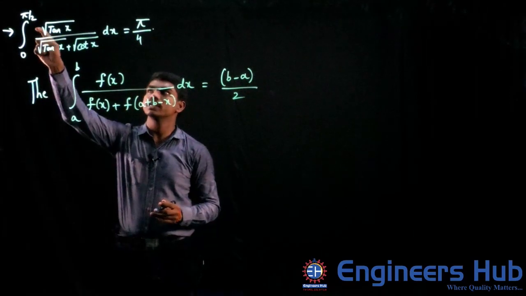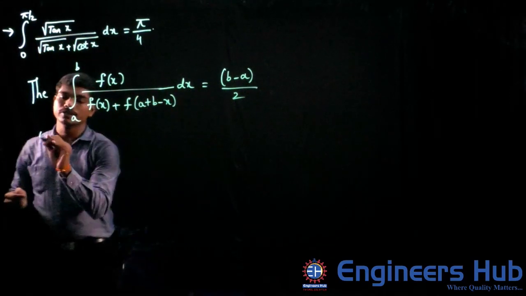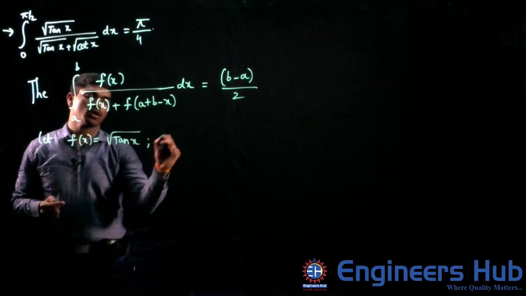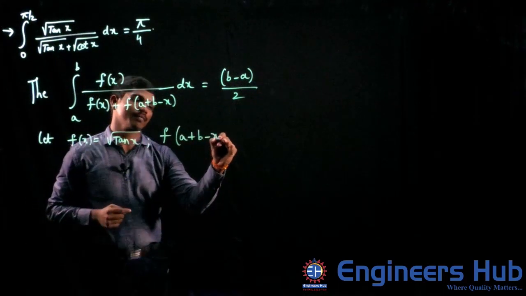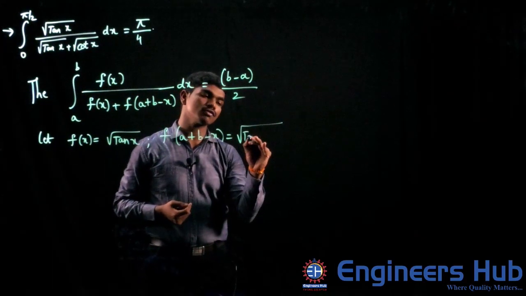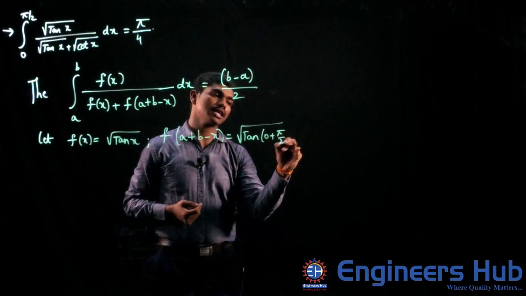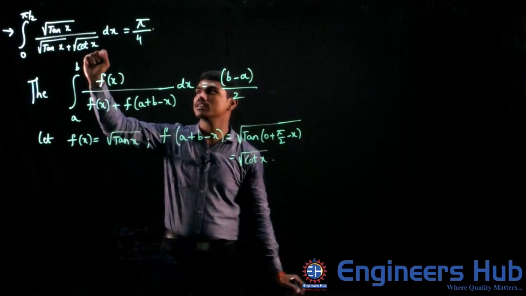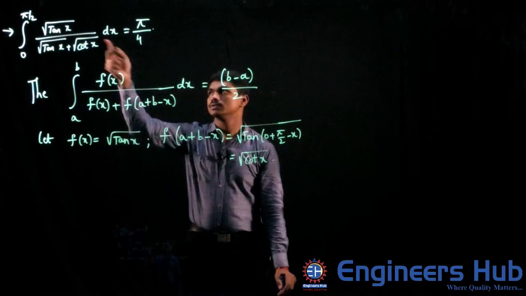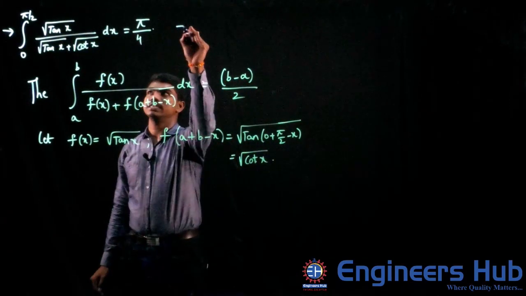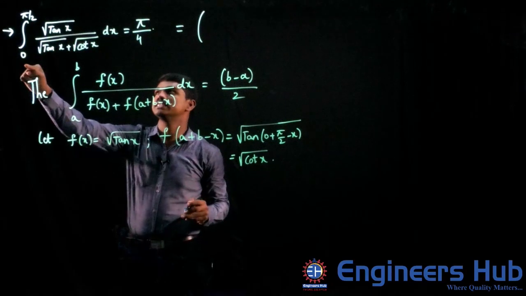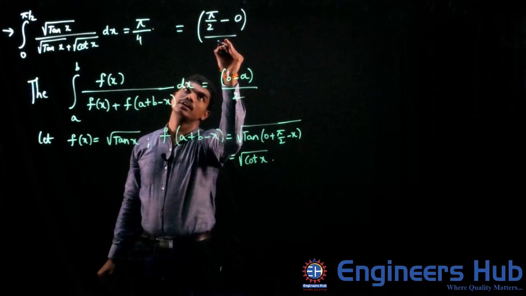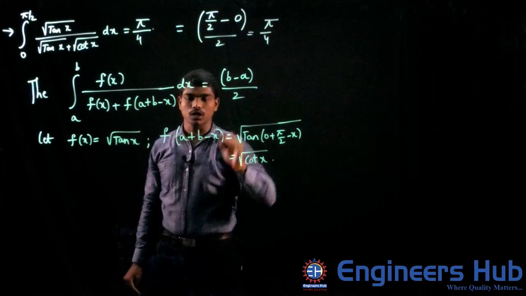Now see, for example, if you look at this example, let f of x be square root of tan x. Then what is f of a plus b minus x? We have seen before also, tan of 0 plus pi by 2 minus x, correct? So this is nothing but square root of cot x. So this particular integral falls under this category. So just by looking, you can write the answer of this integral is b minus a by 2. Here a is 0 and b is pi by 2. So if you substitute that, pi by 2 minus 0 divided by 2, which is pi by 4. So like this, in a short way you can write it.